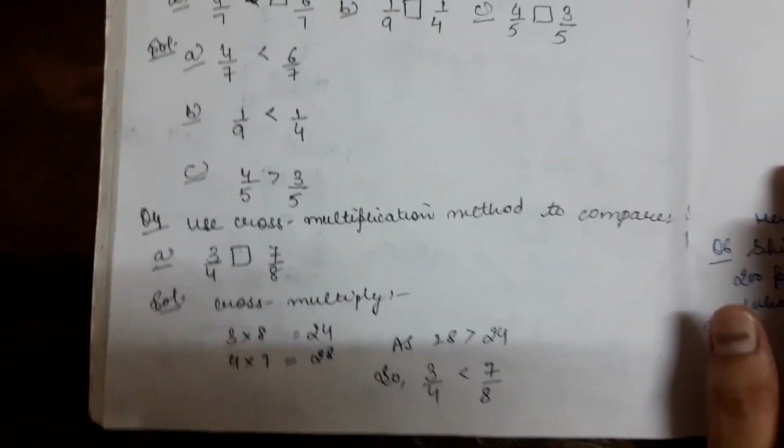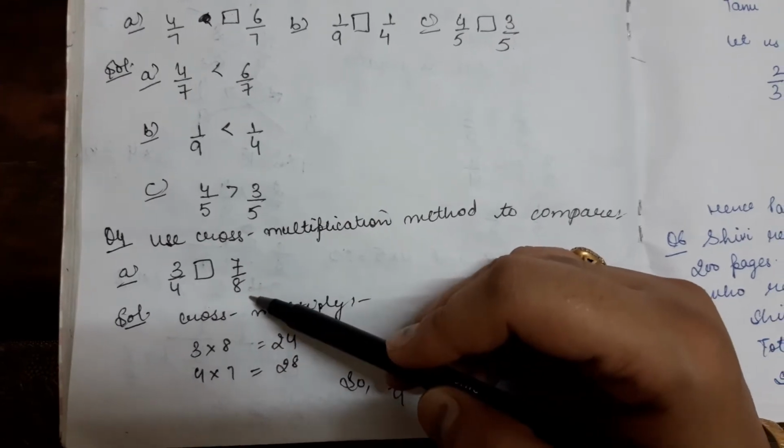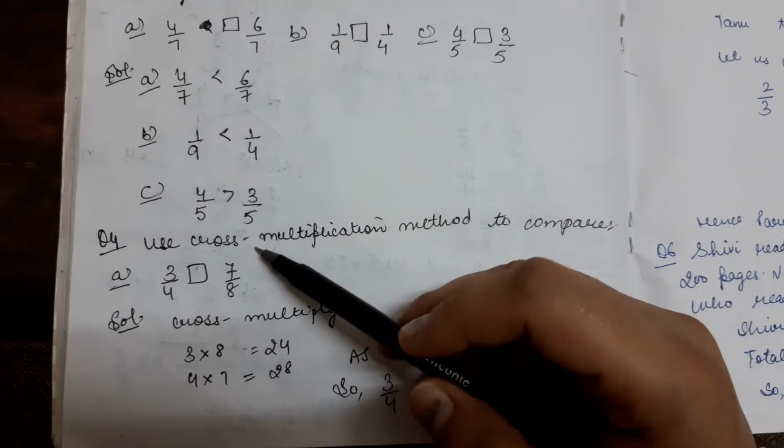Next, the fourth question is: use the cross multiplication method to compare the fractions 3 by 4 and 7 by 8. Now, 3 by 4 and 7 by 8, cross multiplication method.